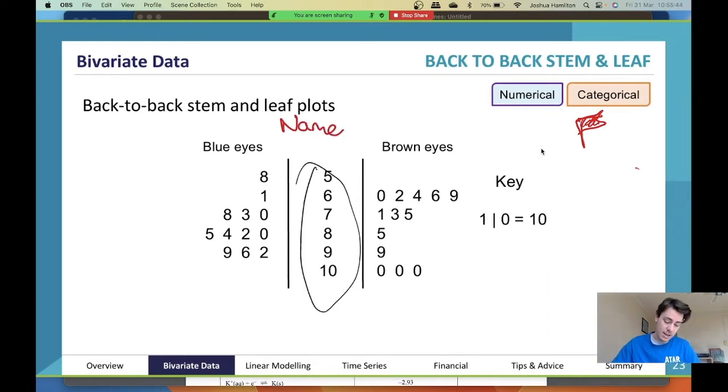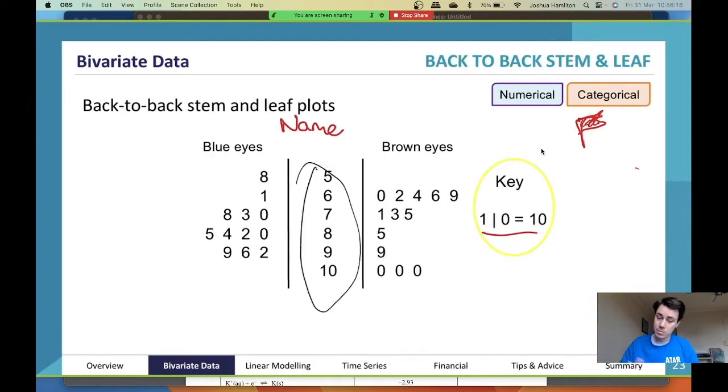So you need to say the weight of people with blue eyes, or the height of people with blue eyes in whatever it is, centimeters. This key is useful, but this key also doesn't explain what the units are. We don't even have units here. So you need to have the units in that key. You also need to have what is the name? What are we looking at? So this one here would lose marks. This would definitely lose marks because it doesn't give you what you need.